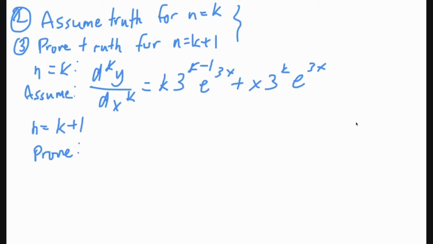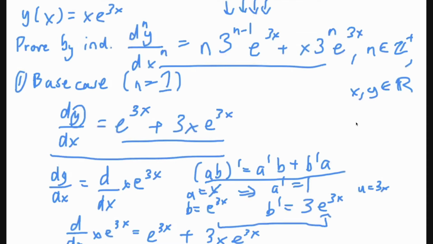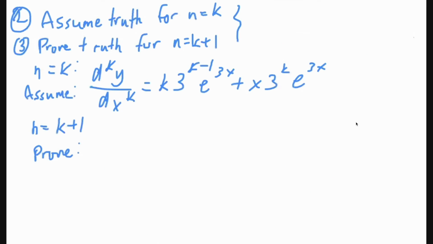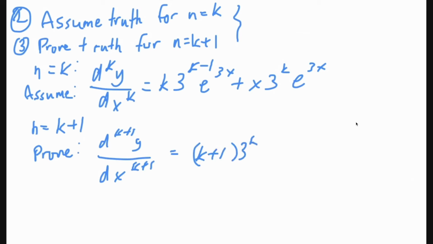then we want to prove, again, we go back to our original equation, which is of course this one right here. What we do is we substitute all the n's for k plus 1's. So doing that will end up giving us the following equation that we need to prove. So the k plus 1th derivative of y, that's very trippy to say, with respect to x, is equal to k plus 1 times 3 to the k times e to the 3x plus x times 3 to the k plus 1 times e to the 3x.